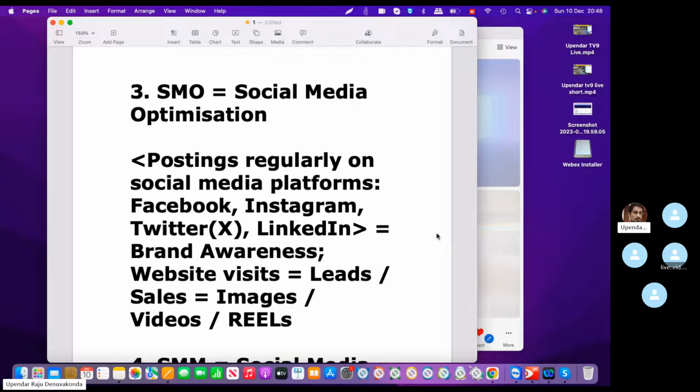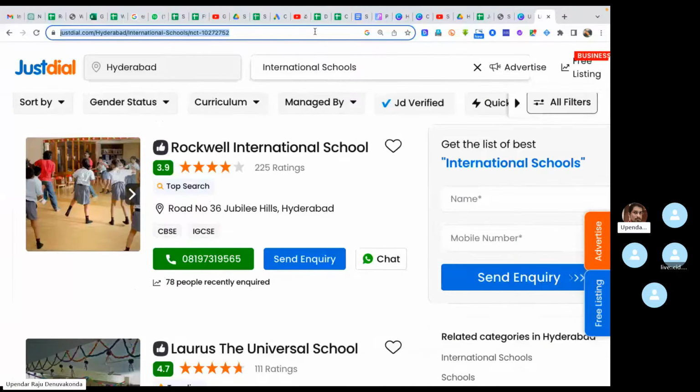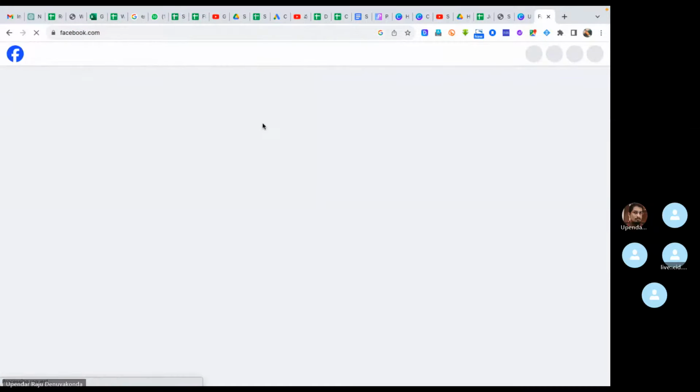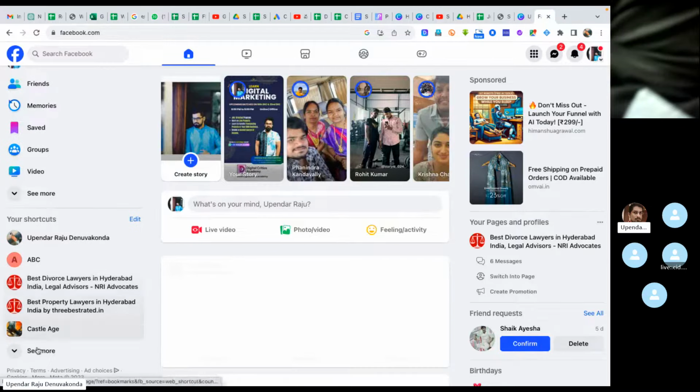The more awareness about your brand, from that awareness, probably you can even get website visits. From the website visits, you can generate leads, and you can also generate sales. That's the most important thing for any business. So you just need to go to Facebook here. On Facebook, you have to create a Facebook page, an Instagram page, a Twitter page, and a LinkedIn page.